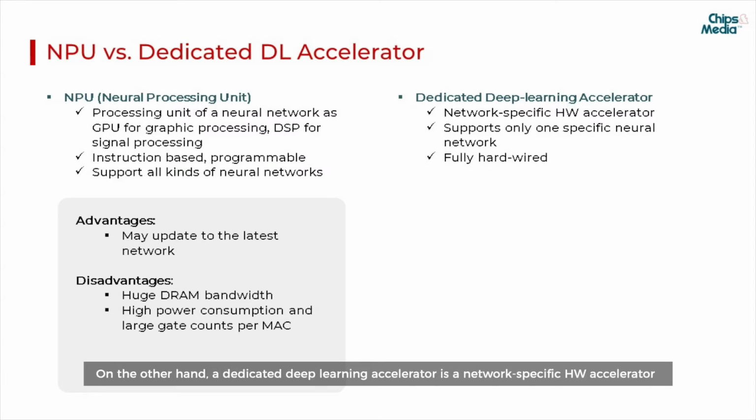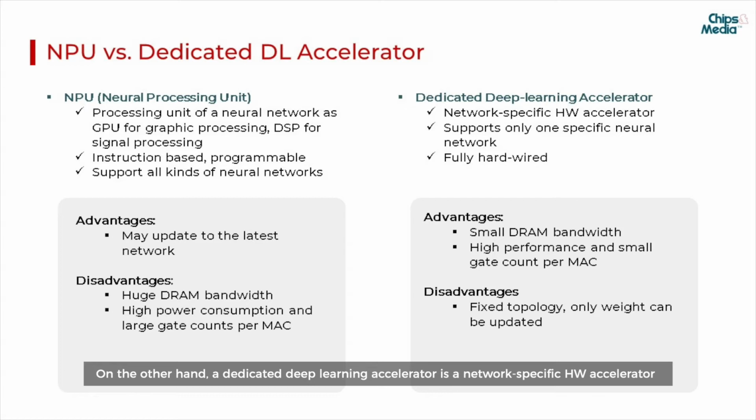On the other hand, a dedicated deep learning accelerator is a network-specific hardware accelerator that's fully hardwired and supports one specific neural network. So it achieves high performance, low power consumption, and virtually zero DRAM bandwidth at the cost of generality. In high resolution applications, only a dedicated accelerator can meet real-time performance, such as an 8K 60 frames per second display or camera.